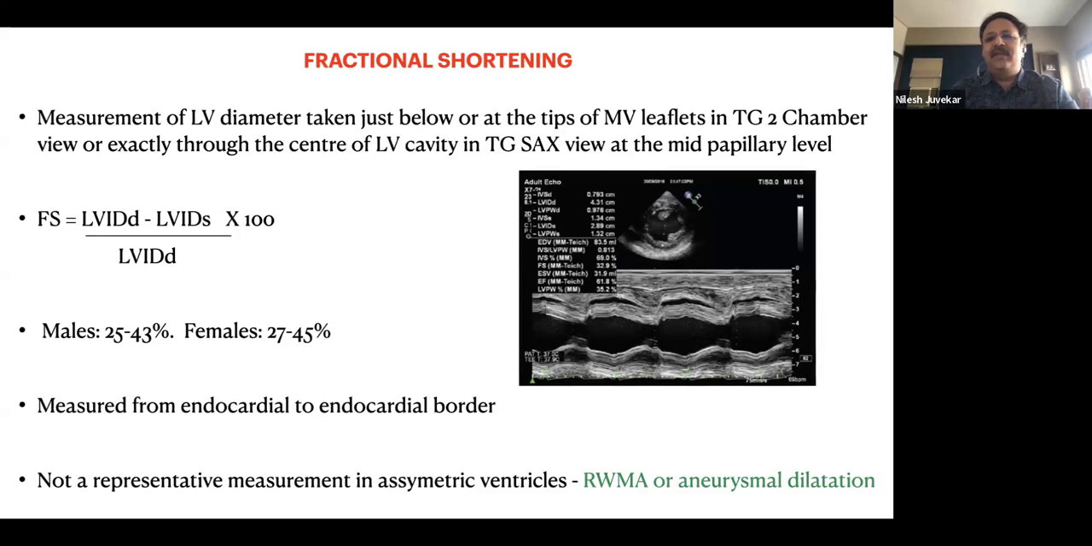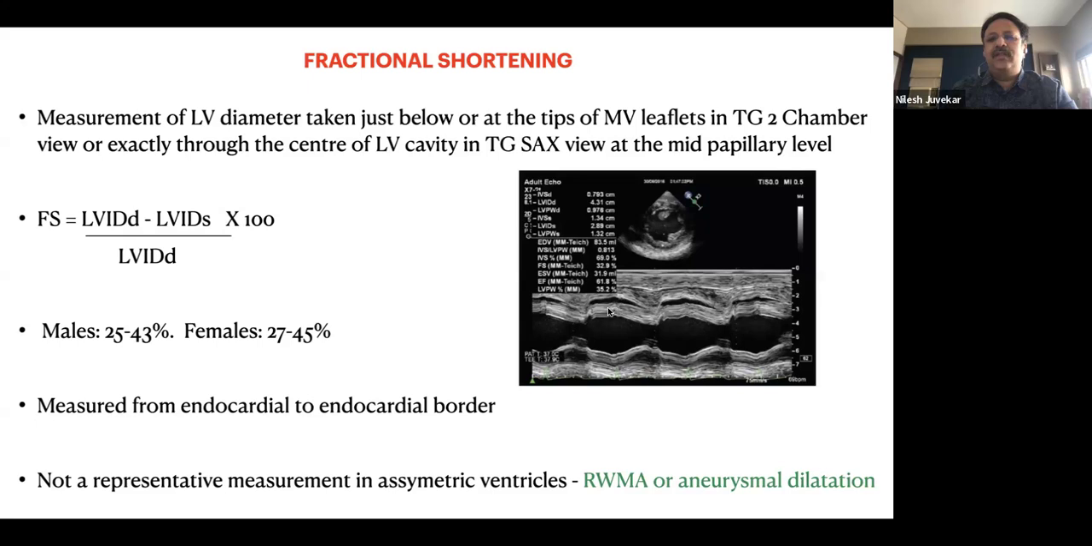So what we do is we take the transgastric mid short axis view, and exactly through the center of that view we place the M mode, and we get this particular M mode tracing. From the endocardial border to the endocardial border, from here to here would be the LVIDD, that is in diastole, while from here to here would be the LVIDS.